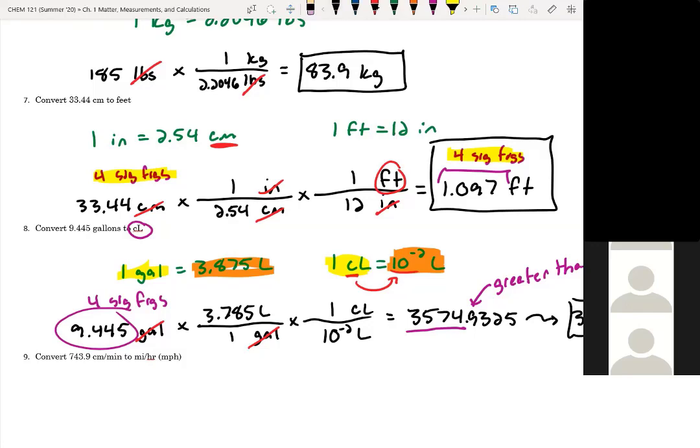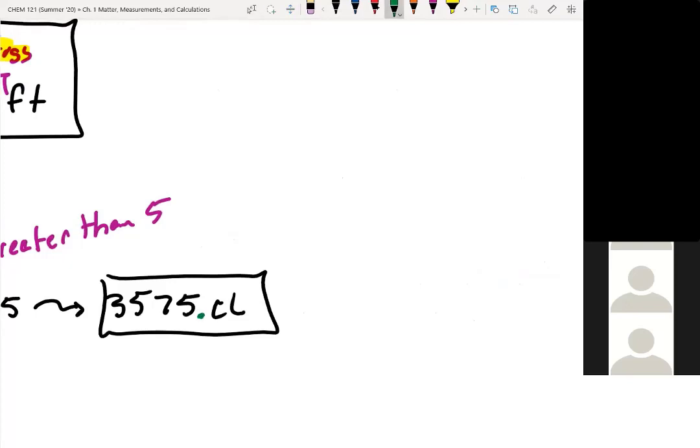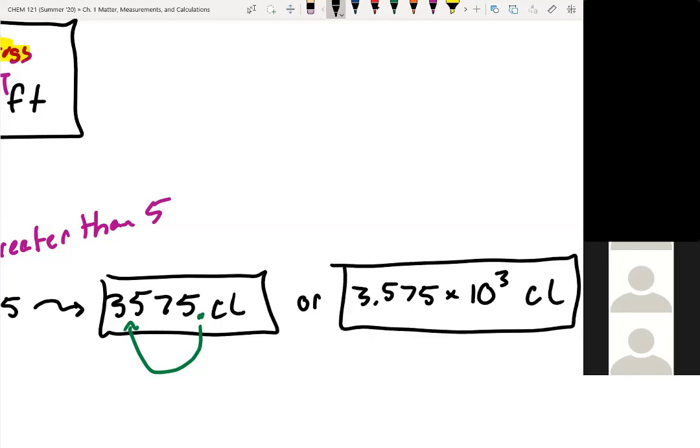However, that brings up a good point. Let's write this out in scientific notation, right? So if we imagine this decimal here and we want to write this in scientific notation, we would have to move it behind the 3. So we could say that this would be 3.575 times, would it be 10 to the positive 3 or negative 3? Positive. Yep. So we'd say positive 3 centiliters. The great thing with this is that this has 4 sig figs, and this has 4 sig figs, meaning you can write it out either way. Perfectly happy with either answer.